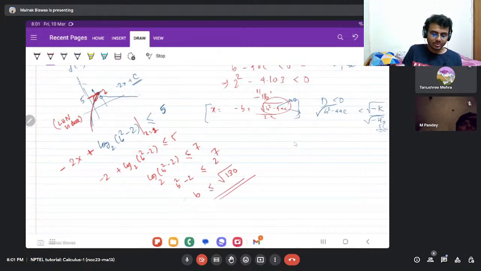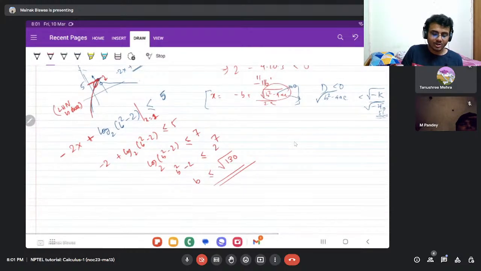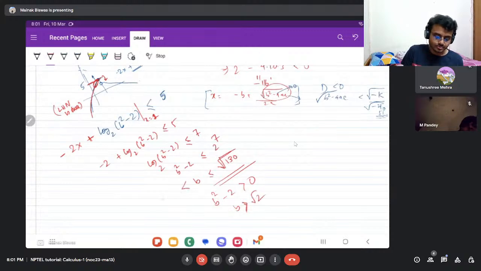So b has to be somewhere between. So this is the upper bound of b, and what should be the lower bound? Log has to always have its argument greater than 0, right? b square minus 2 has to be greater than 0. So b has to be greater than root 2. Okay?